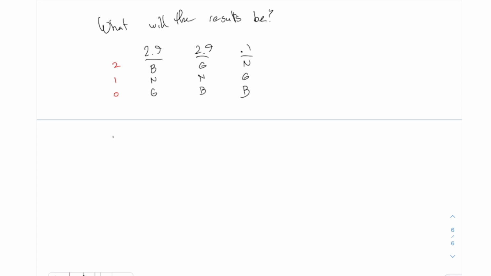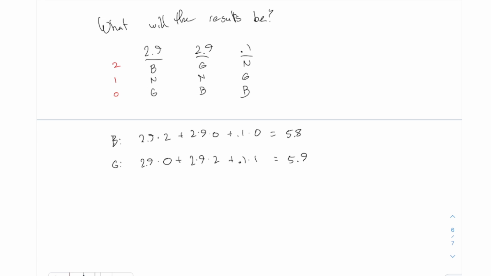So the Bush votes is going to be 2.9 times 2 from the first column, plus 2.9 times 0, plus 0.1 times 0. That's 2.9 times 2 is 5.8, all right? I'm doing the Borda points in the usual way. The Gore votes is going to be 0 from the first column, 2.9 times 0, plus 2.9 times 2 from the middle column, plus 0.1 times 1. This adds up to 5.9, a little bit better.